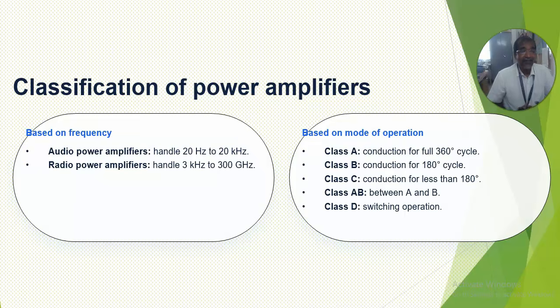The classification of power amplifiers is based on the frequency as well as the mode of operation. Based on the frequency, they are categorized as audio power amplifier with the frequency range of 20 Hz to 20 kHz, whereas the radio power amplifier handles frequencies of 3 kHz to 300 GHz. Based on the mode of operation, they are categorized as Class A, conduction of the full 360 degree cycle, Class B, conduction of 180 degree cycle, Class C, conduction of less than 180 degree cycle, Class AB, which lies between A and B, and Class D for switching operation.